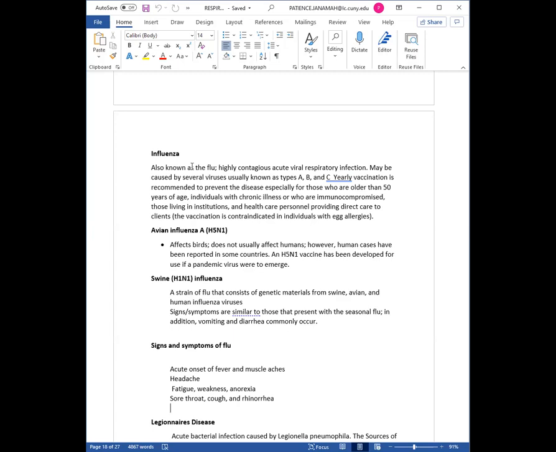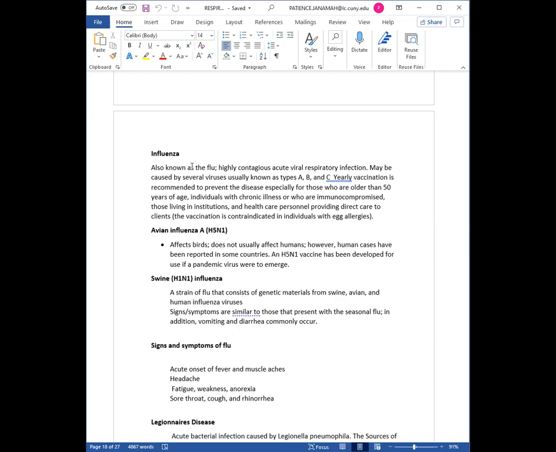Now the swine flu, I remember this one, they usually say it was in the pigs. It's a strain of flu that consists of genetic material from swine, avian, and human influenza viruses. So the symptoms are those that present with seasonal flu, and additional vomiting and diarrhea commonly occurs. Now, this is just to add for the sake of the NCLEX.